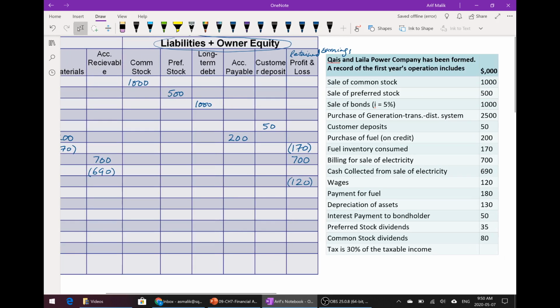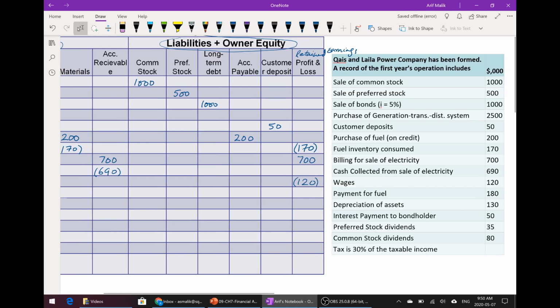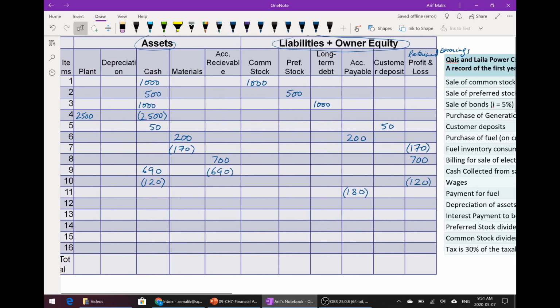Payment for fuel is 180. Now remember that we bought the fuel on credit. Now the payment is done. We got accounts payable was 200. Now we have done the payment, so 180 is now reduced. The liability is reduced by 180, and we have paid it, so it means that it will be reduced from cash also.